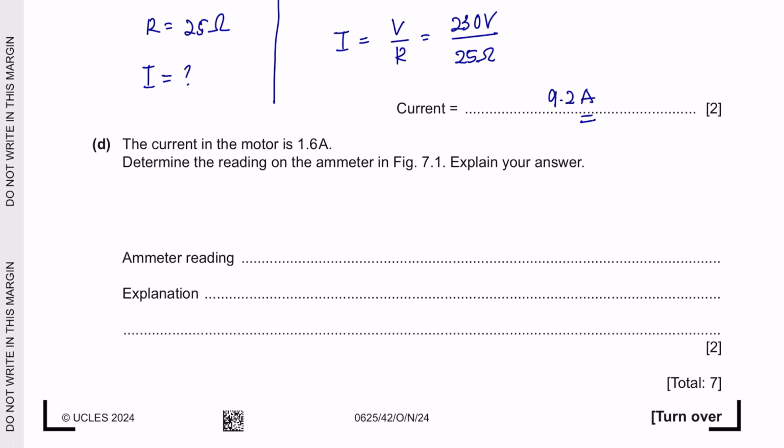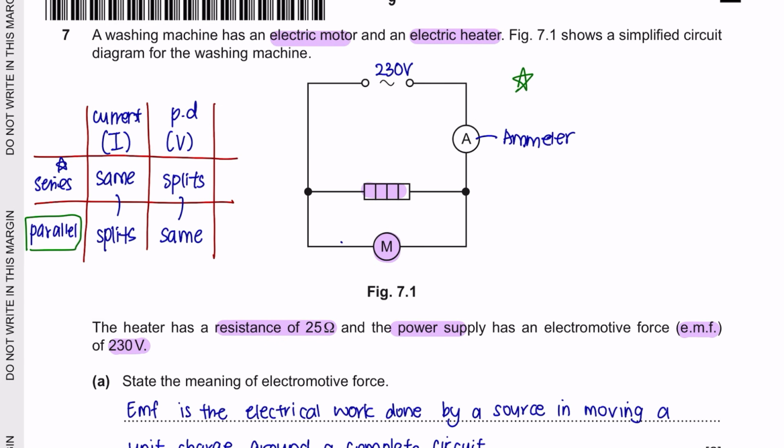Next, question D. The current in the motor is 1.6 amperes. Determine the reading on the ammeter in figure 7.1 and explain your answer. Okay. So the current flowing through the motor is 1.6 ampere and the current flowing through the heater as we obtained previously is 9.2 ampere.